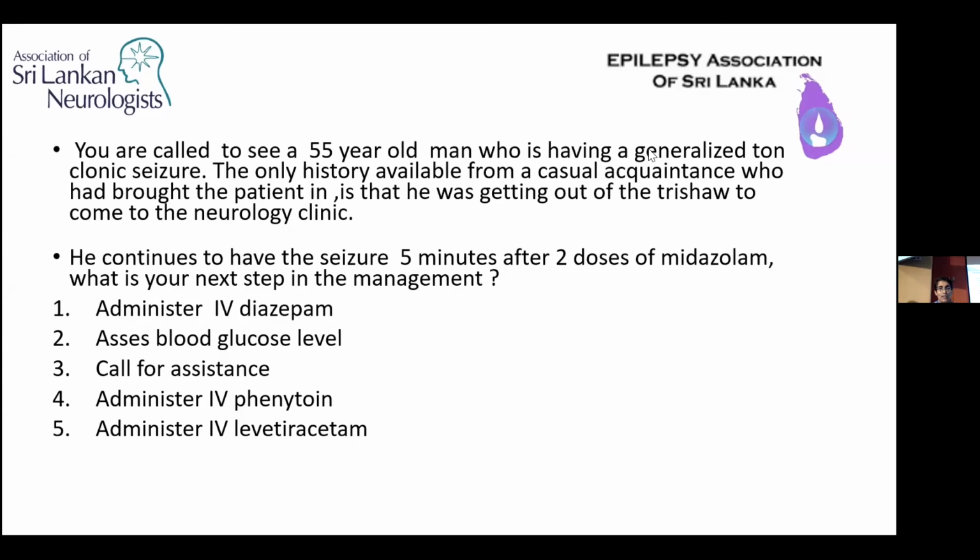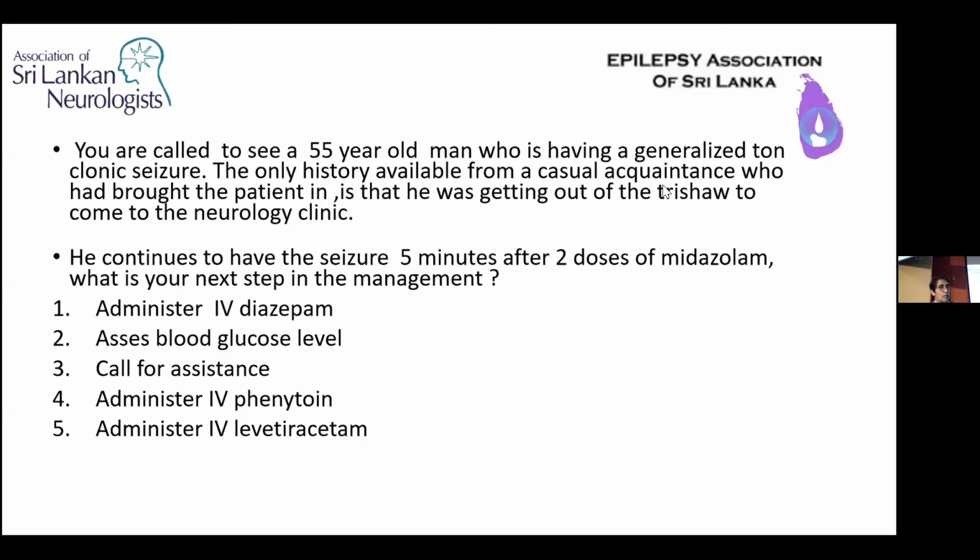For diazepam, arterial blood glucose level 26%. IV Phenytoin majority 38%, and IV Levetiracetam 32%. So majority is for the fourth and fifth. Yeah. So I think probably that's good.